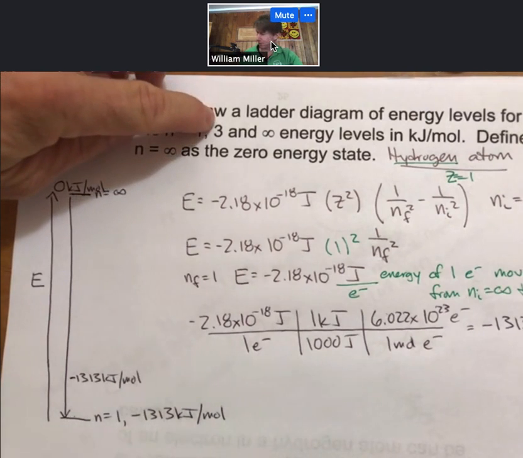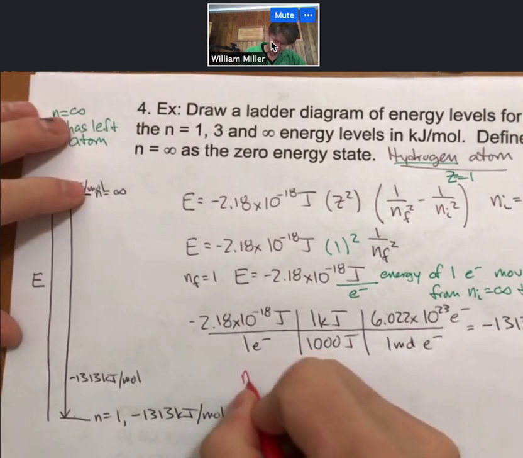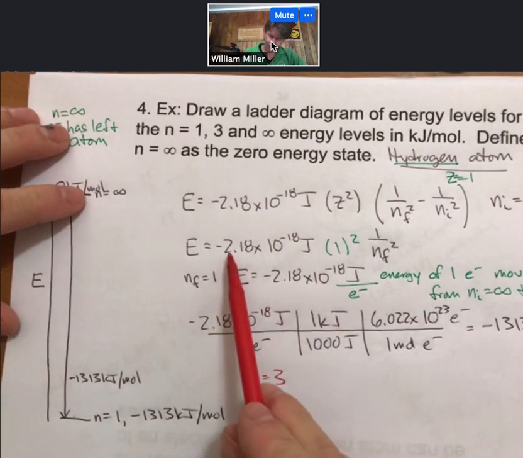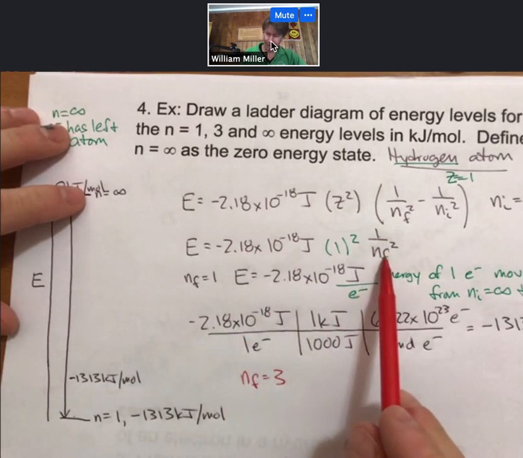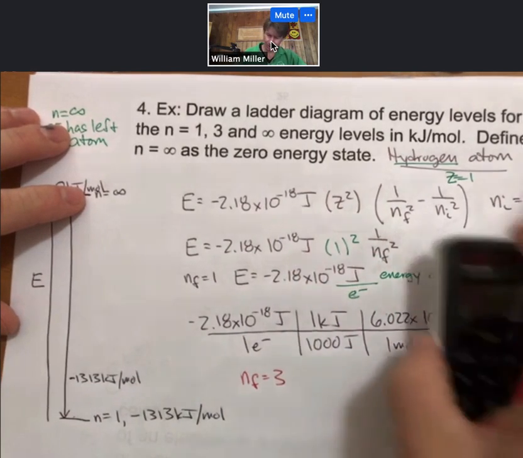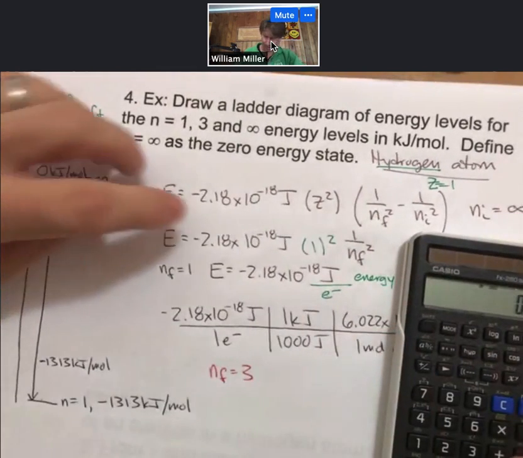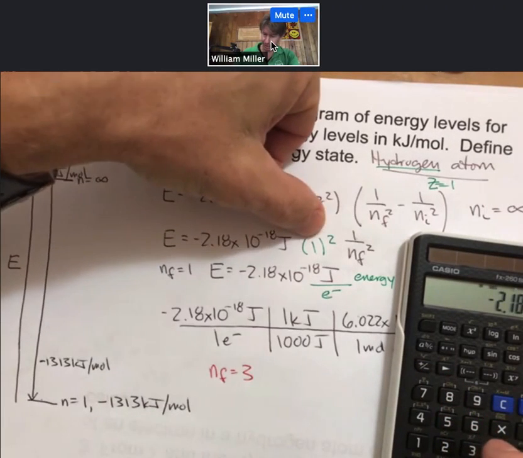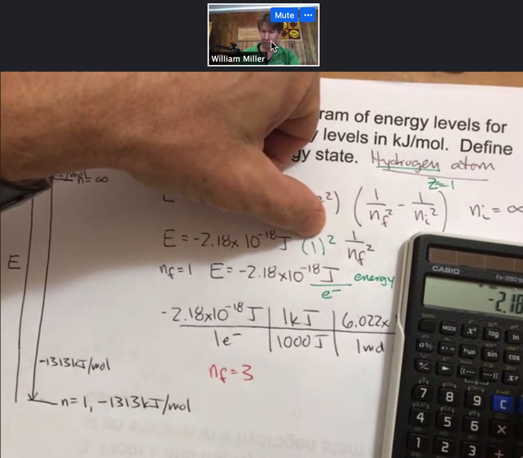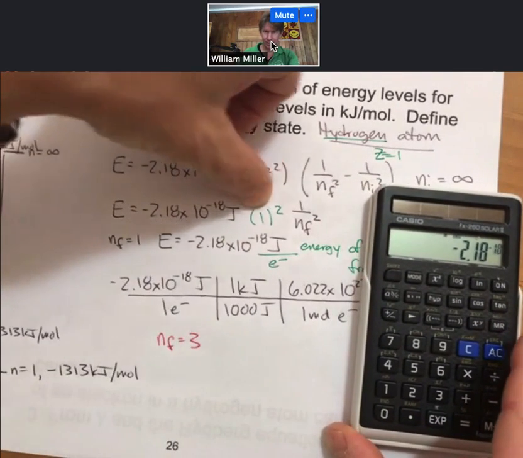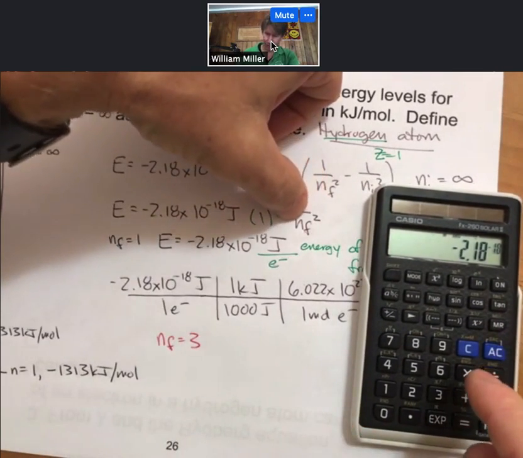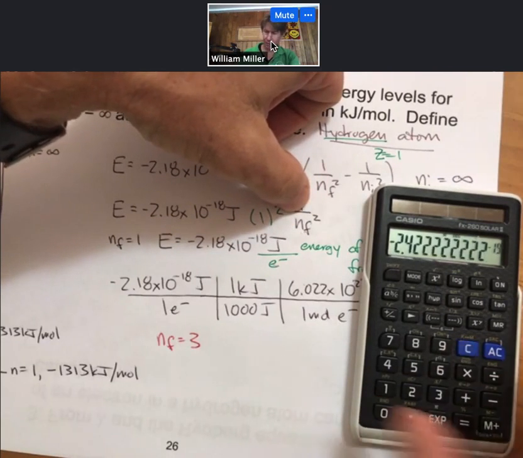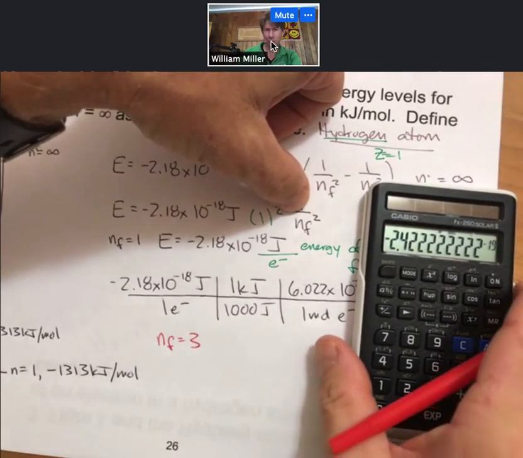Now let's do n equals 3. N final equals 3. We'll do that in red. This time it's going to be 1 over 3 squared, or 1/9 of this number. So let's go ahead and plug that in. 2.18 minus exponent 18 minus. Still got the 1 squared, which is still 1, and we don't have to do the math there. Then 1 over 3 squared, or 1 over 9, so just divide it by 9. I get 2.42 times 10 to the minus 19 joules per electron.